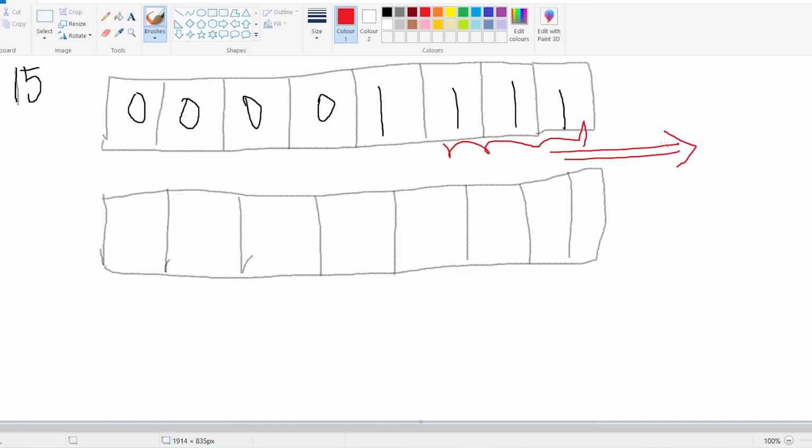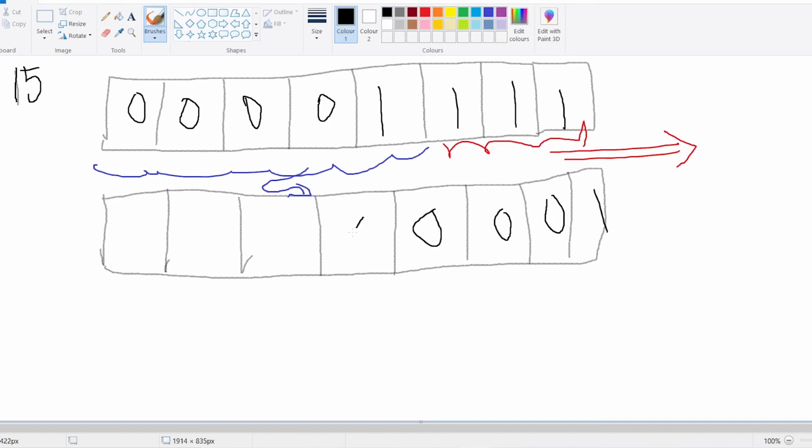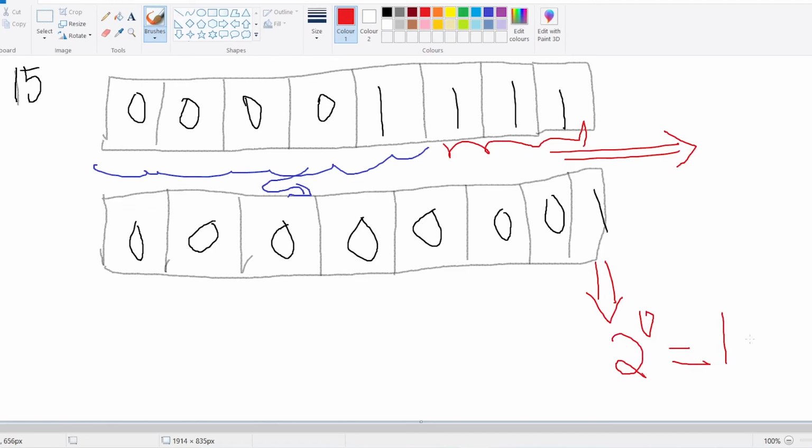outside, and we're just going to take this and put it here. So it's nothing but we're going to shift this to the right, which gives 0 0 0 0 0 0 0 1, which is nothing but 2 power 0, which is 1.